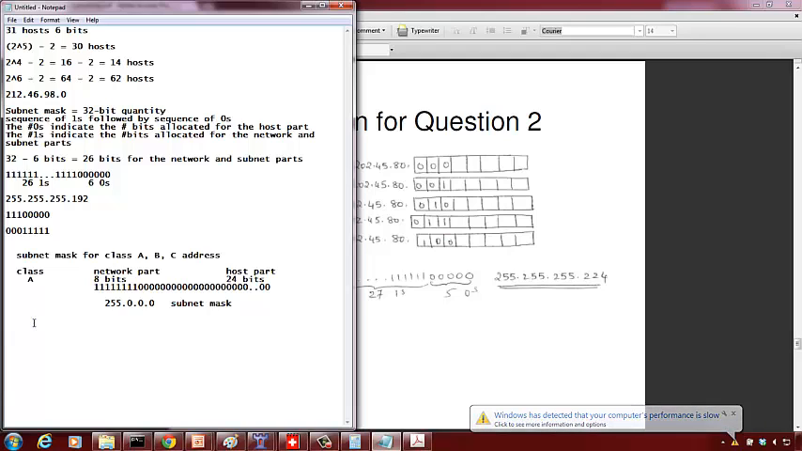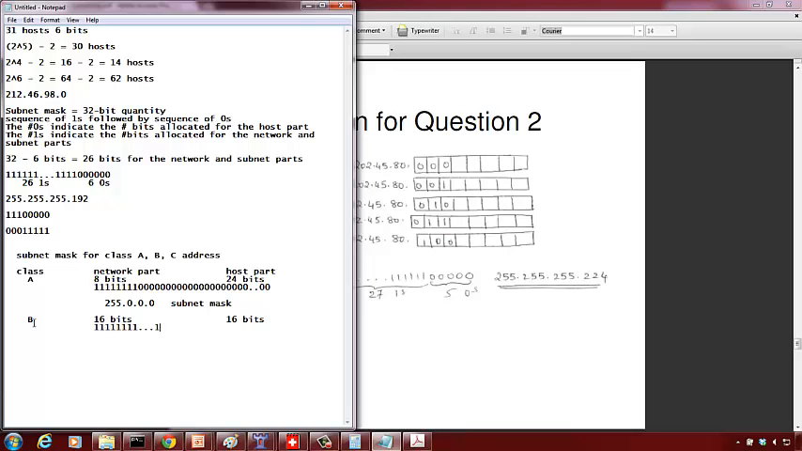But let's now move on to class B. So class B, we have 16 bits for the network part and 16 bits for the host part. So we have 16 ones, right, followed by 16 zeros. That in decimal is going to be 255.255.0.0. So every class B IP address is going to have this as a subnet mask. Now for class C, it's going to be what? You can practice as an exercise. It's going to be 255.255.255.0.